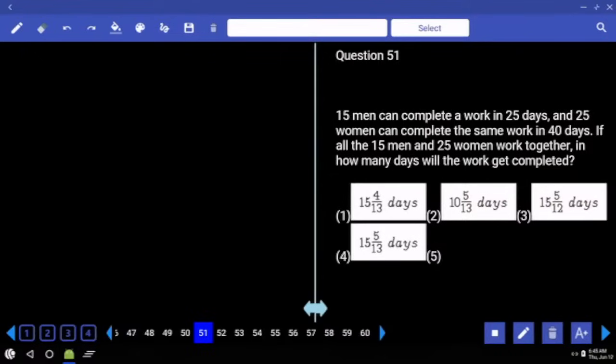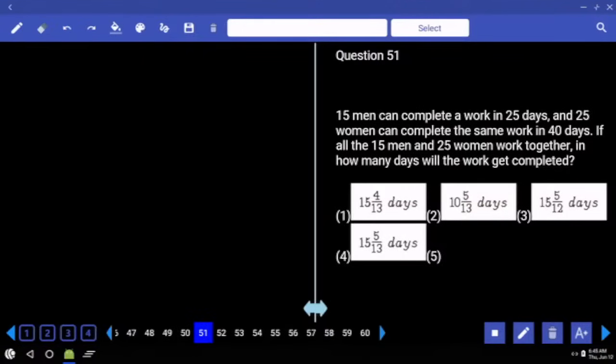51. 15 men can complete a work in 25 days. 25 women can do the same work in 40 days. If all the 15 men and 25 women work together, in how many days will the work get completed?